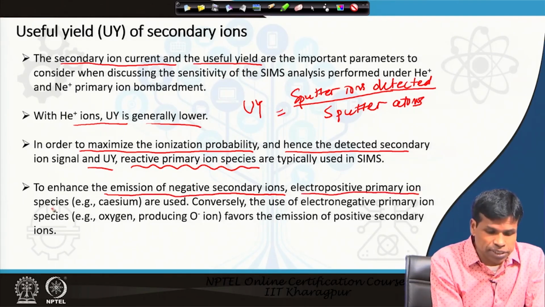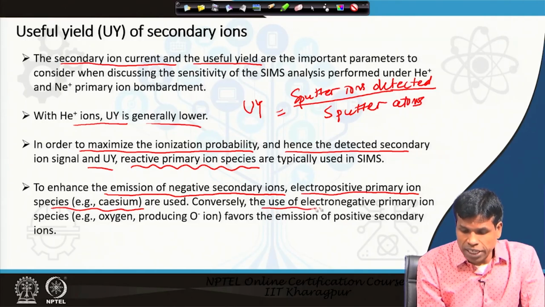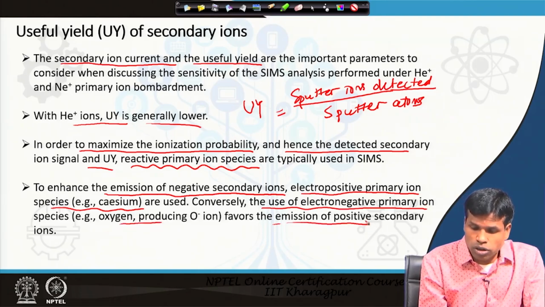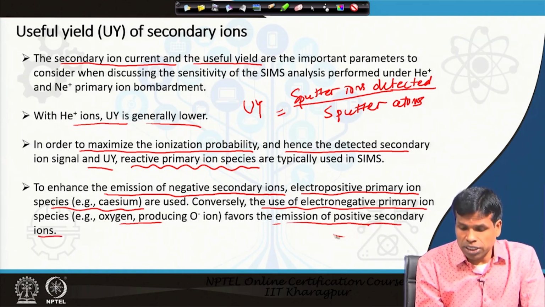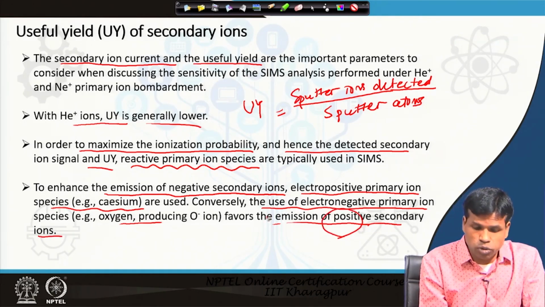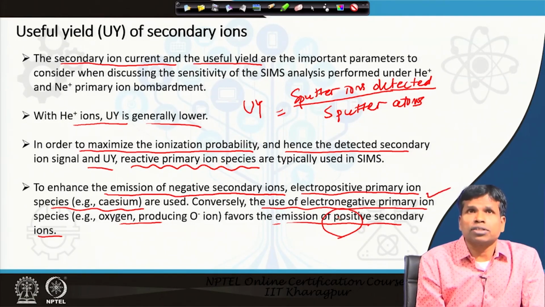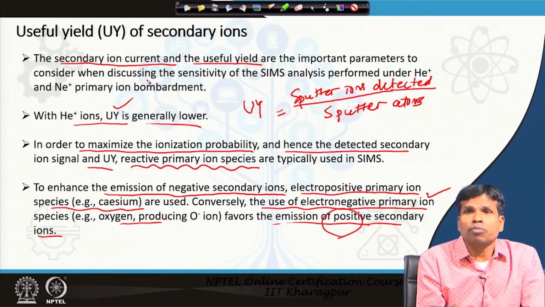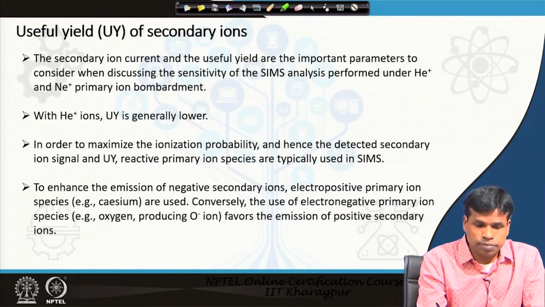electropositive primary ion species such as cesium is preferred. In the opposite case, if we use electronegative primary ions such as oxygen radicals, that will favor the emission of positive secondary ions. For example, if we want to study positive secondary ions such as aluminum or indium in our specimen, then we should bombard it with electronegative primary ions. In this way, we can increase the useful yield, and therefore the compositional capability of the equipment or SIMS.